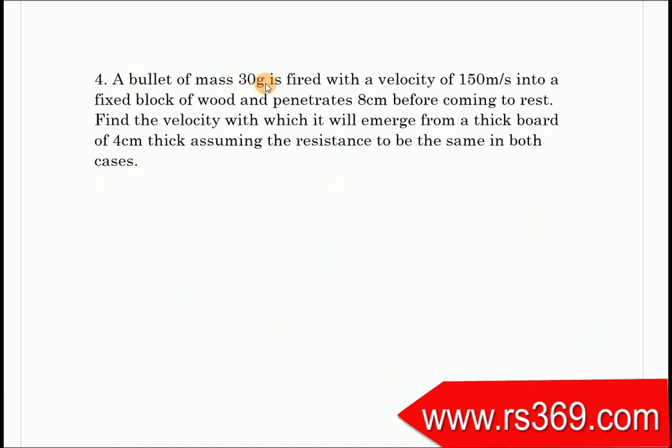A bullet of mass 30 grams is fired with a velocity of 150 meters per second into a fixed block of wood, and it penetrates 8 centimeters before coming to rest. Find the velocity with which it will emerge from a thick board of 4 centimeters thick, assuming the resistance to be the same in both cases.